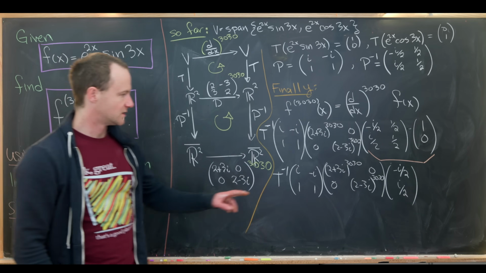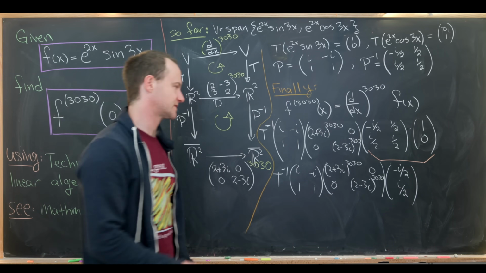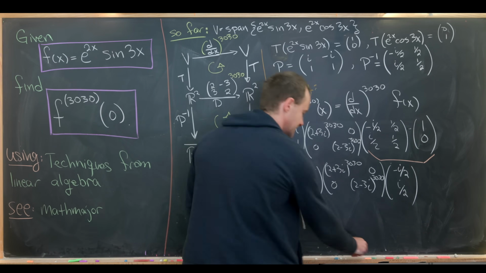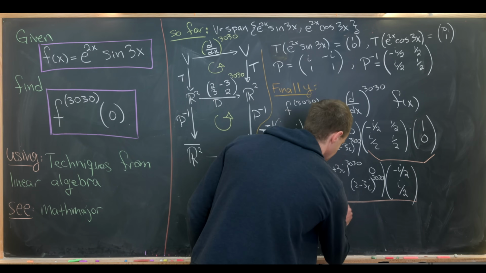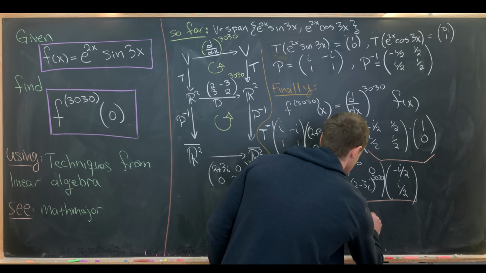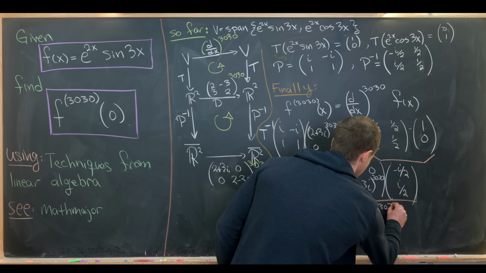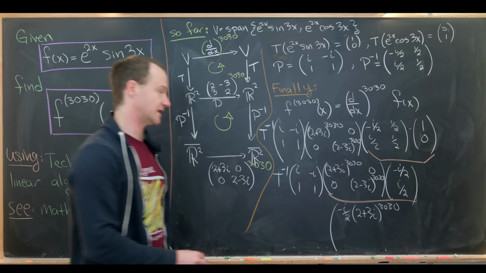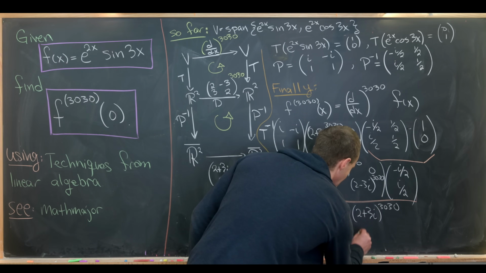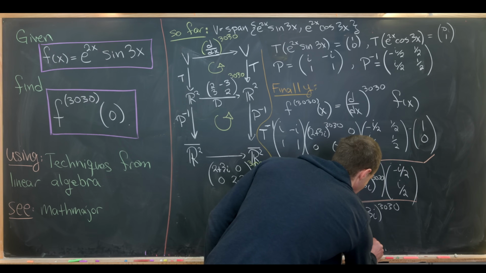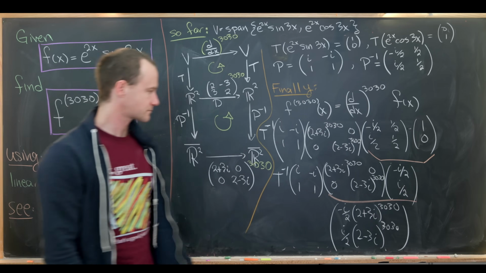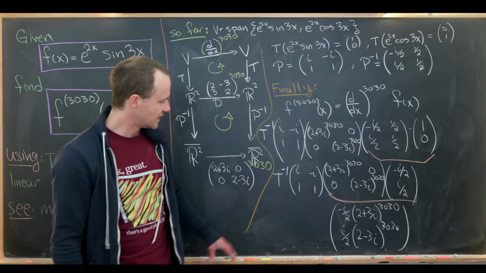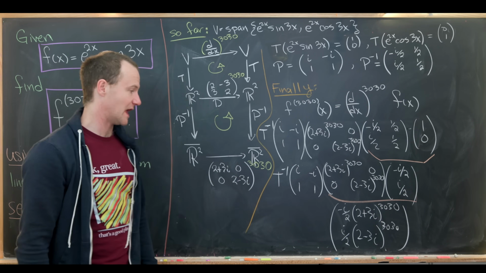Good. So now the next thing to do is to do this multiplication right here. And so that's going to give us something like this. We'll have negative i over 2 times (2 plus 3i) to the 3030. That'll be in the first entry. And then in the second entry, we'll have i over 2, and then (2 minus 3i) to the 3030. Good. Okay, so that's starting to look good. Let's maybe bring that up and we'll finish it off.